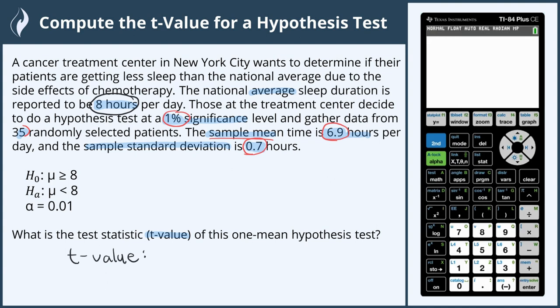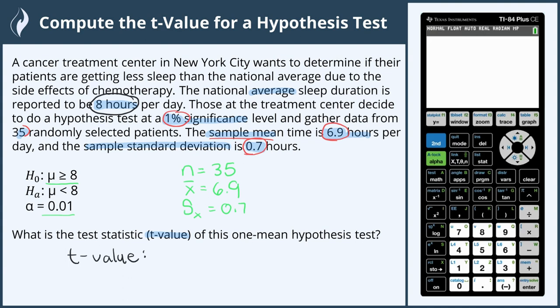We were given the mean of 8 hours, which is shown in our null hypothesis. We also have the alpha, which is 0.01, and we have 35 randomly selected patients. This means that our sample size is 35. We also have a sample mean, which is x bar, of 6.9 hours, and a sample standard deviation, s sub x, which is 0.7 hours.